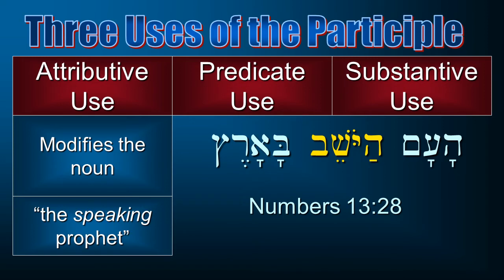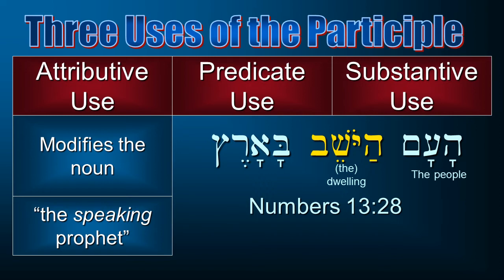Here's another example. This one's from Numbers chapter 13, verse 28. Ha'am, that's the term for the people. Am is people. Ha is, remember, the definite article. And because it has a definite article, remember that the participle has to have the definite article as well. And so ha'am, ha-yoshev, the people.